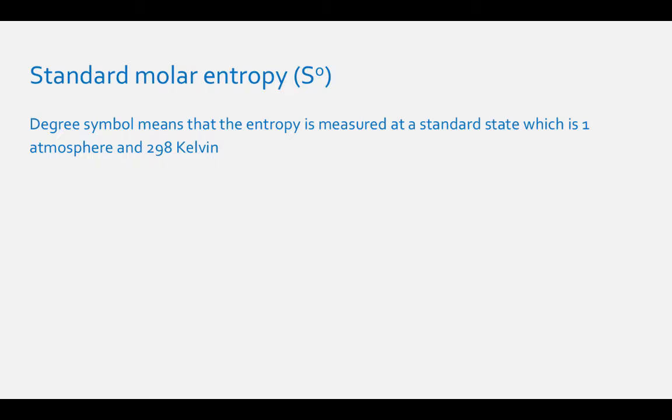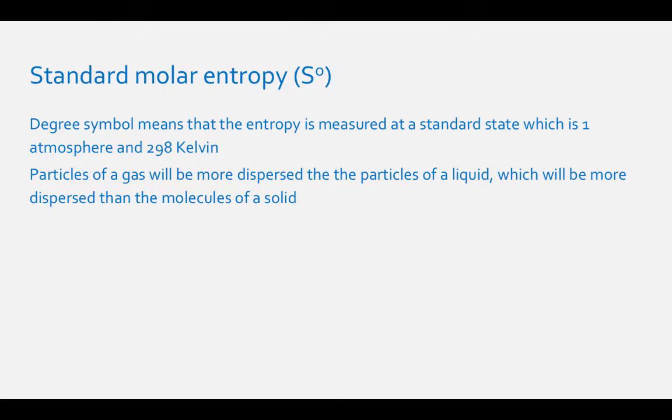You can imagine that the particles of a gas will be more dispersed than the particles of a liquid, which will be more dispersed than the molecules of a solid. This corresponds to this relationship. S solid is less than S liquid is less than S gas. This means that when the substance undergoes a phase change, its entropy also changes.